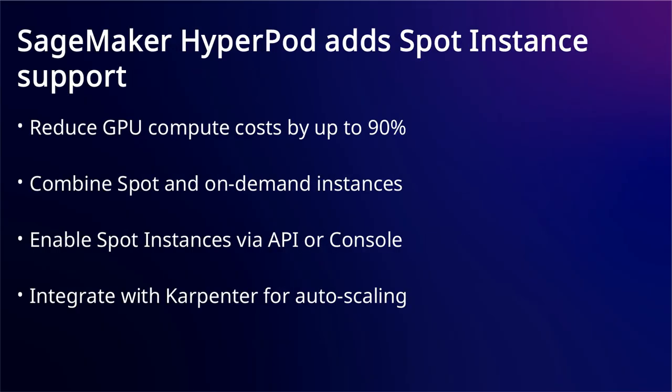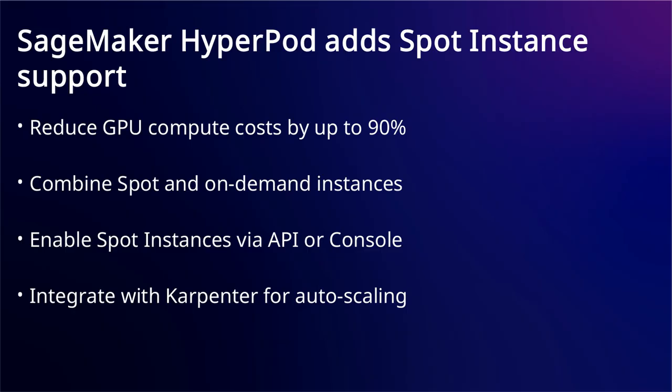As AI workloads grow, managing infrastructure costs becomes crucial. SageMaker HyperPod now supports spot instances to address this challenge. You can reduce GPU compute costs by up to 90% compared to on-demand instances. By combining spot and on-demand instances, you balance cost savings with availability.